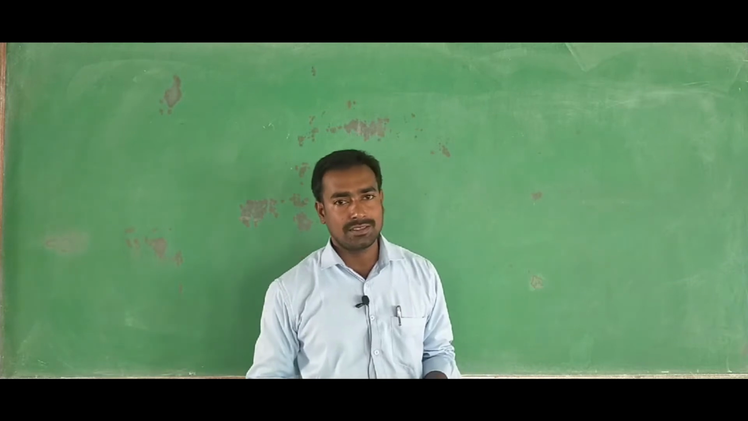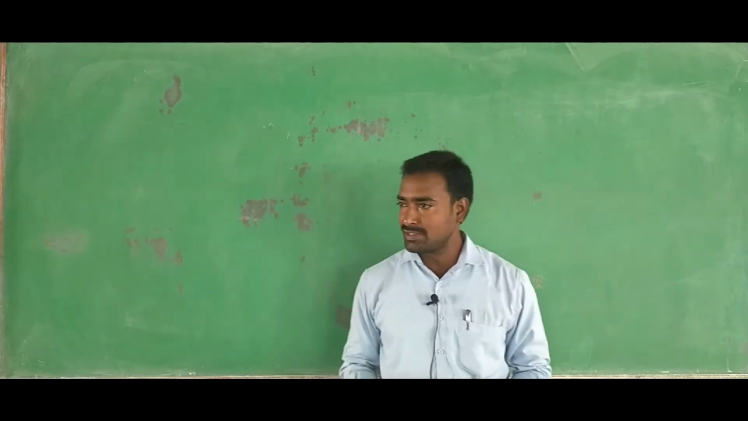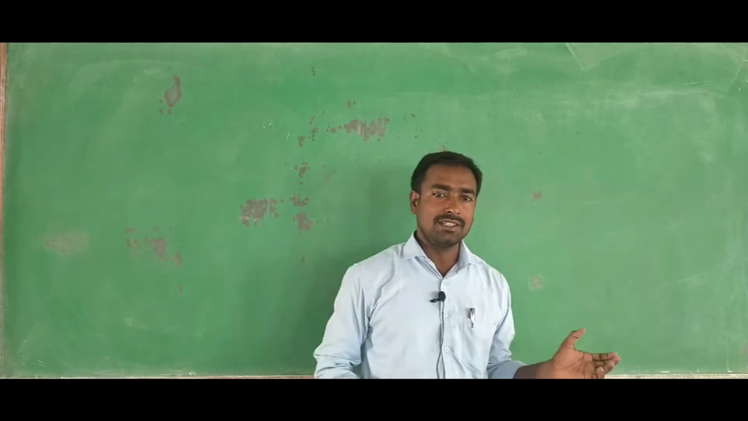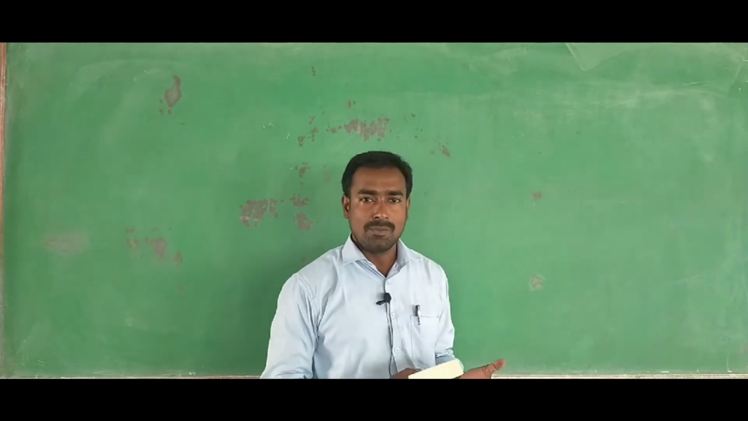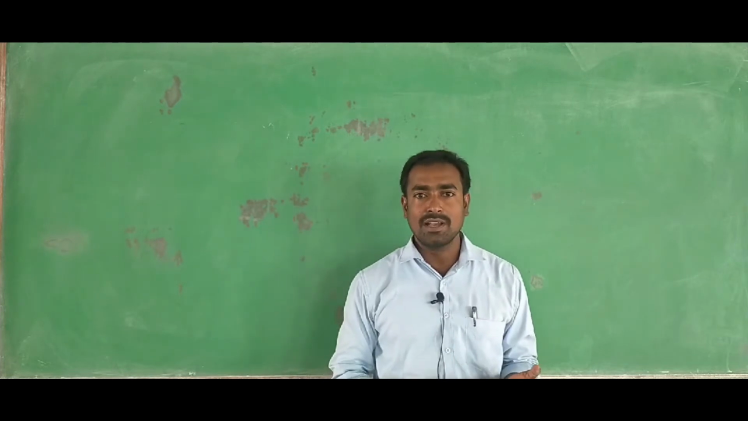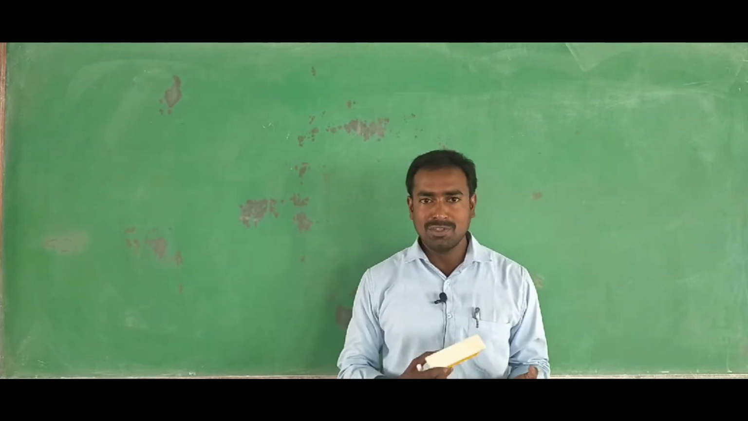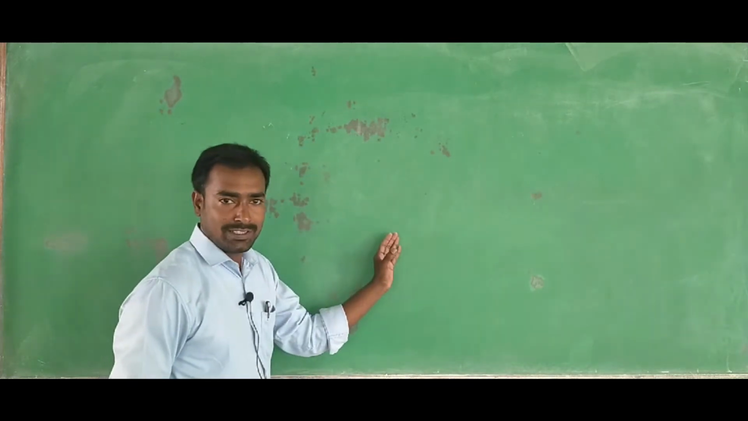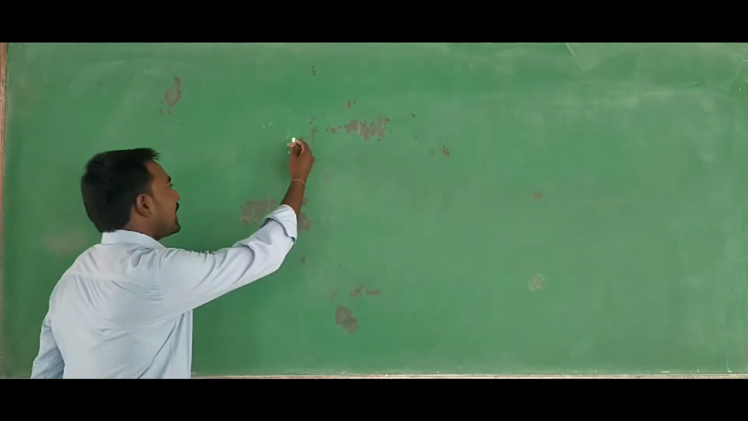In the previous class, we discussed number systems as well as conversions, where we converted decimal numbers into binary, octal, and hexadecimal numbers. Similarly, here we are converting a binary number into a decimal number. Take an example.